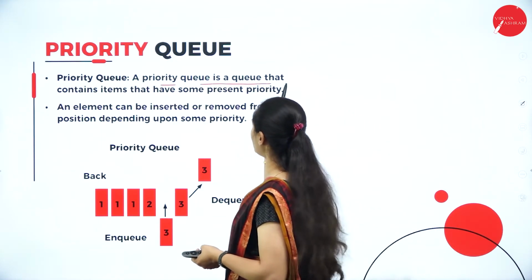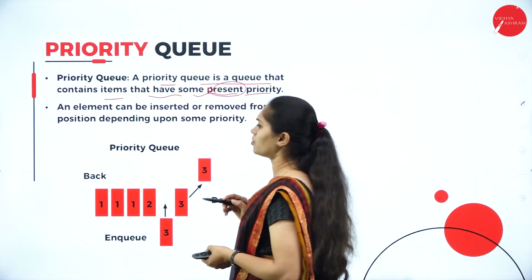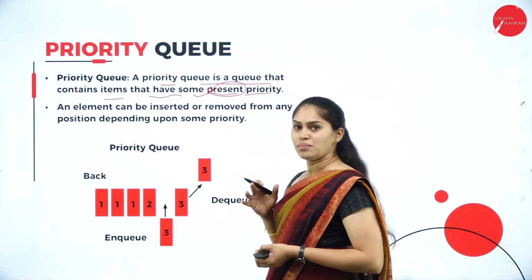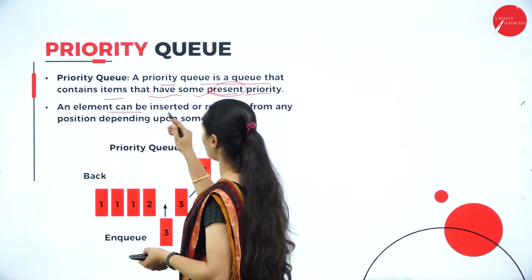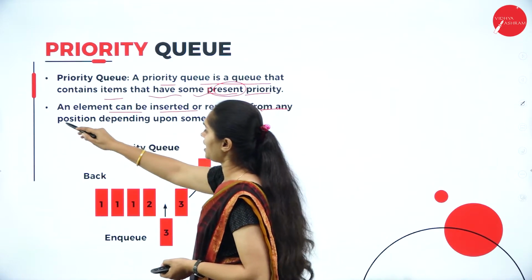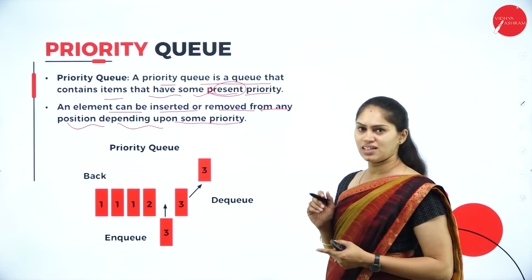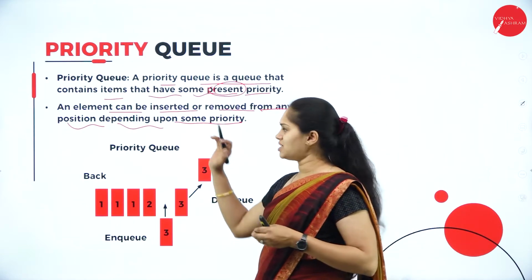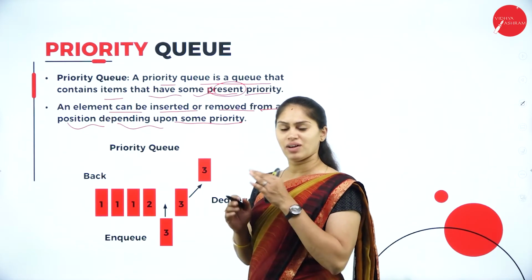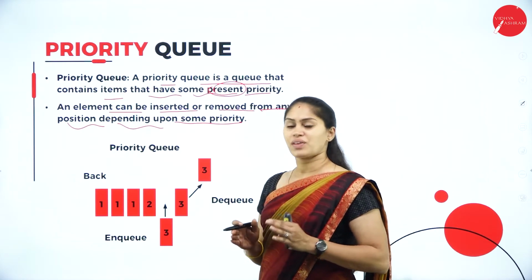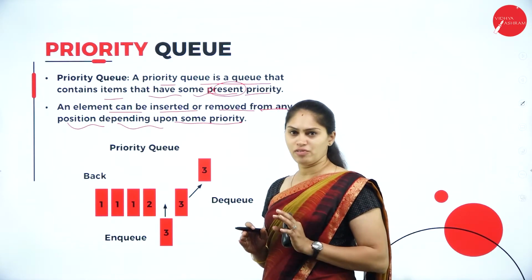So a priority queue is a queue that contains items that have some present priority. So based on certain standards or a priority, we are inserting or deleting an element. An element can be inserted or removed from any position depending upon some priority. So in the other types of queues, we don't have this privilege. If I wanted to insert, that should take place from the rear end wherever that rear end was present. If I wanted to delete, the first element needs to be deleted first. That is what we call FIFO.